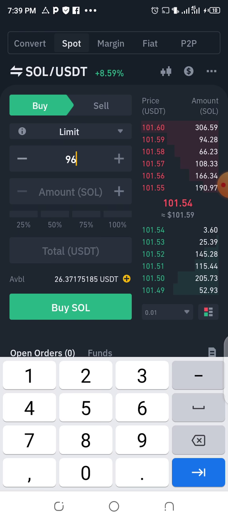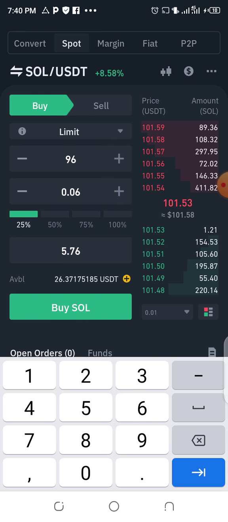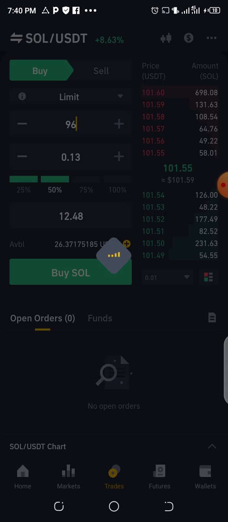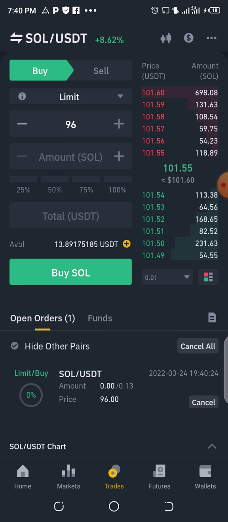My wallet balance is $26. I want to use 50% of the wallet balance, which is half of the wallet balance. I tap it, 50%. Here we have 25, 50, 75 and 100. So I want to use only 50%, which is $12.48 to open this trade. So I click on what? Buy Solana. It is a limit order because it is below the current market price. So I'm only saying that even if I'm sleeping and Solana gets to 96, buy for me.